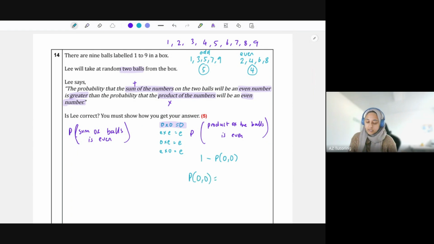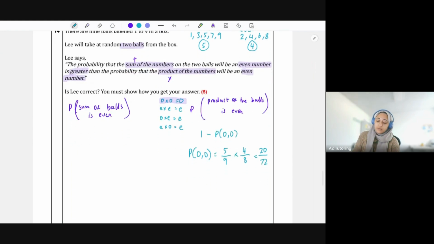Well, for the first probability, we've got 5 odd numbers out of a total of 9 balls. We're going to times that by the probability of getting the second one odd. Well, we've taken 1 odd out, so now we've only got 4 odd remaining, and our total number of balls is 8. So 5 times 4 is 20 over 9 times 8, which is 72.